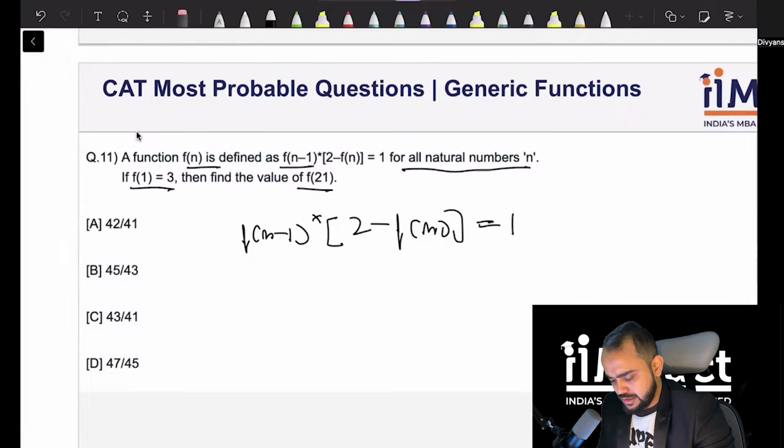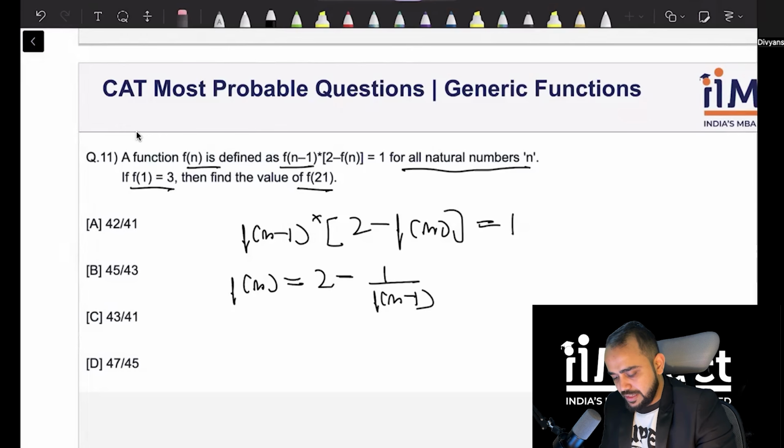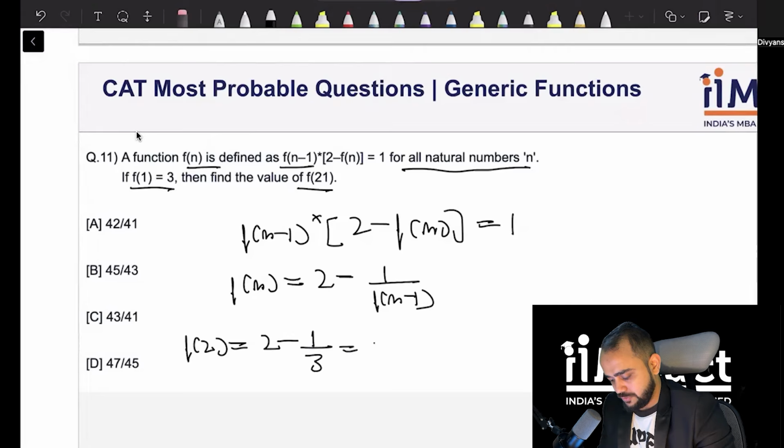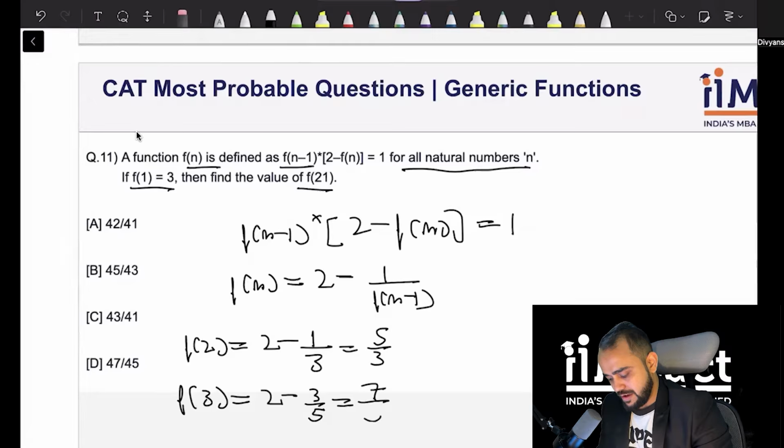If I rearrange this, I'll get f of n is equal to 2 minus 1 by f of n minus 1. Now I am being given f of 1, so I'll get f of 2 is equal to 2 minus 1 by 3, which is 5 by 3. Now f of 3 is going to be 2 minus 1 by f of 2, which is 2 minus 3 by 5, which is going to be 7 by 5.